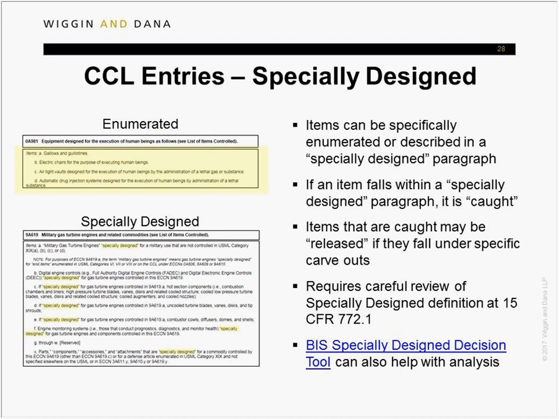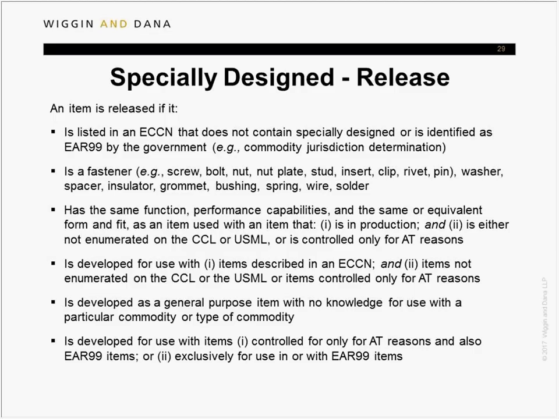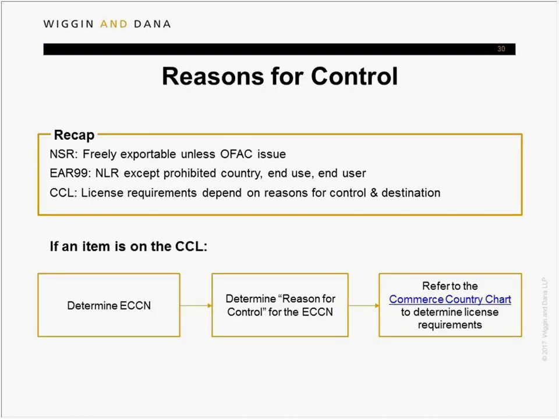In other cases, items are not specifically enumerated, but they are described by a "specially designed" paragraph. And in that case, there's a very complicated analysis that you have to go into of whether the item is specially designed for a particular purpose, and if it is, whether you can release it from control by looking at the definition of specially designed. I'm not going to talk about that for much longer here, otherwise we'll be here all day, but there's some pretty good information in the package here on specially designed and the releases that apply.